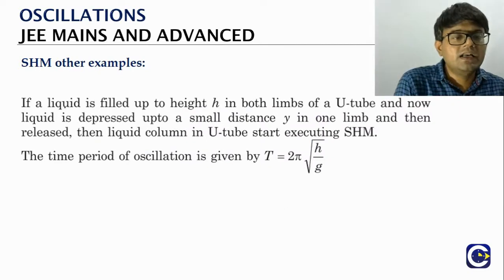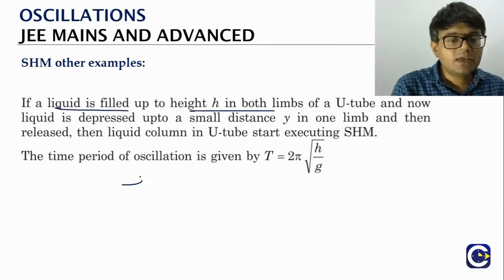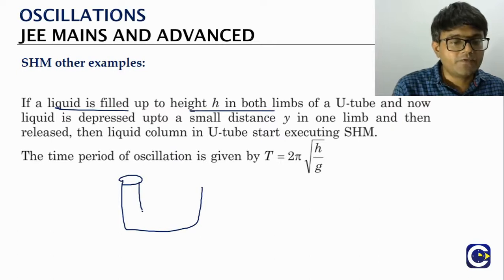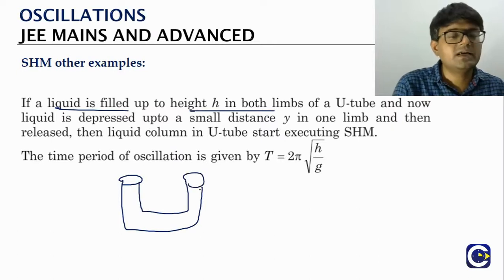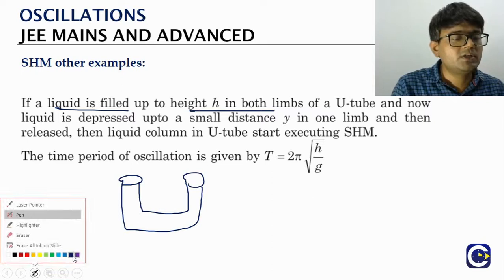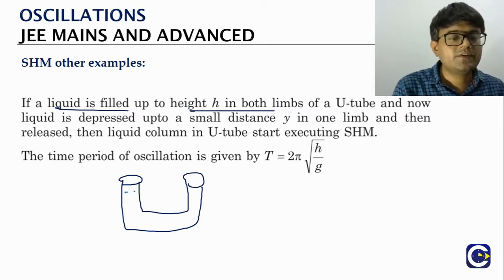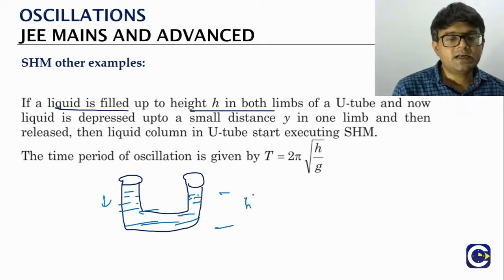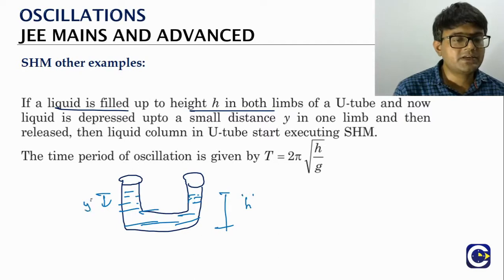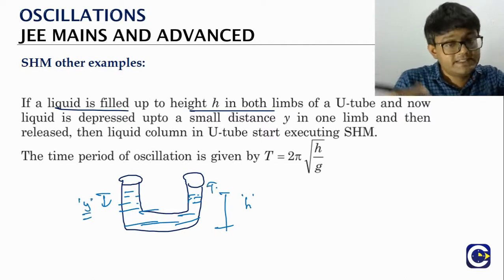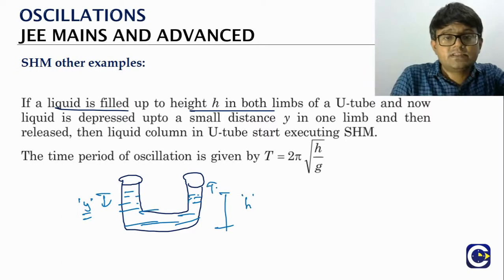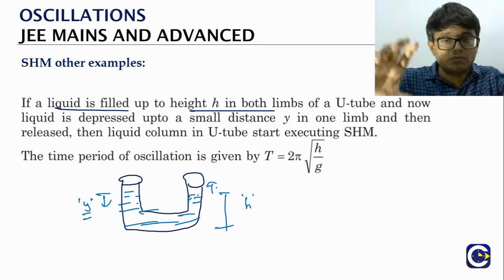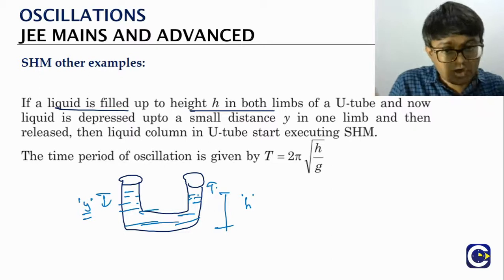Similarly, think of a liquid which is filled in a U-shaped tube. The liquid is filled up to a certain height h on either side of the U-shaped tube. Now when we give some depression in the liquid on one side, a small depression y, the liquid on the other side is going to rise, and because of the difference in weight on both sides, the liquid column is going to perform oscillations.